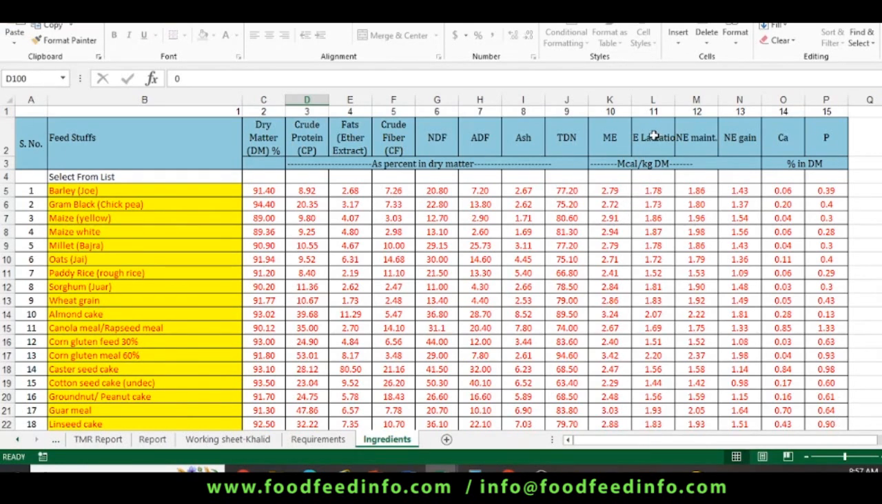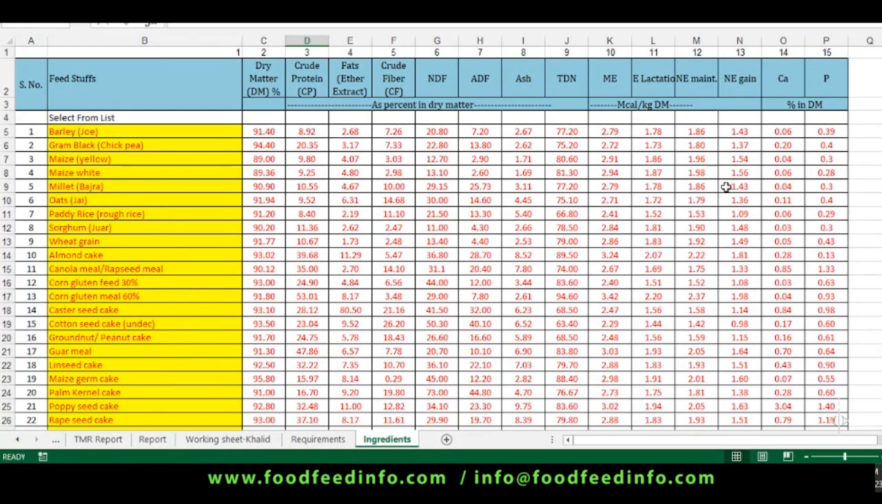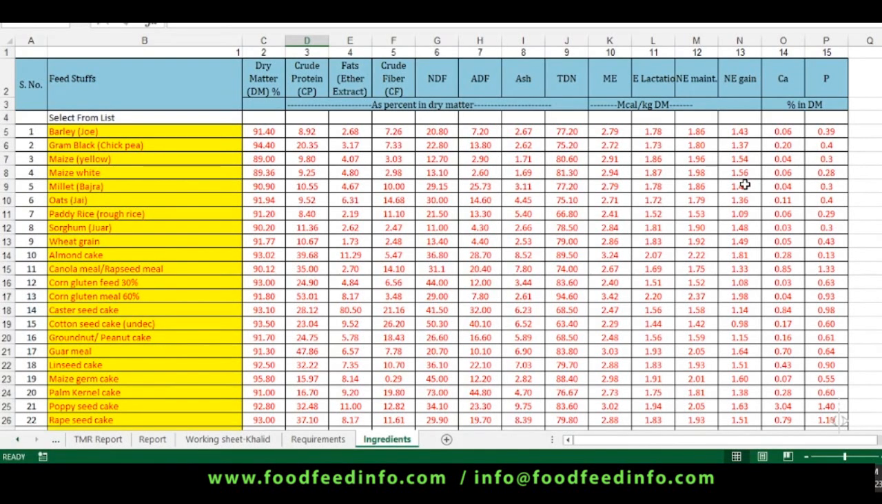Here is the net energy for lactation, net energy for maintenance, and then net energy for gain. So it means if you are going to prepare a ration for beef animals or animals who are gaining body weight, you can use these net energy values for body weight gain. Because when you are formulating a diet for beef animals or growing animals, you need net energy gain values. So this sheet is equally comfortable for managing a ration for those animals who are gaining body weight.